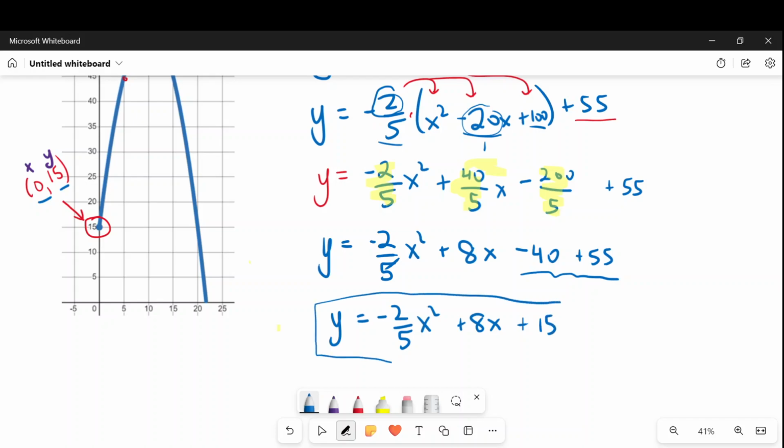What's kind of interesting about this is I knew that this had to be positive 15 because the y-intercept was the point that I knew, and when x is 0, y is 15. When x is 0, this is 0 squared, 0 times this is 0, and I'm just at 15. So I'm very glad that that 15 showed up, and that's my final answer in standard form.